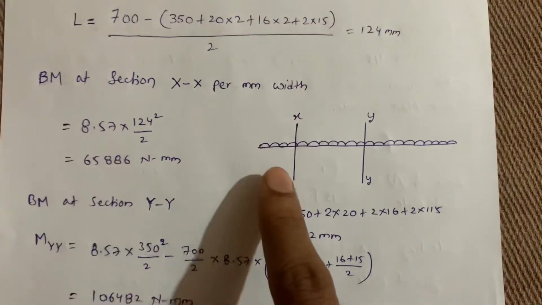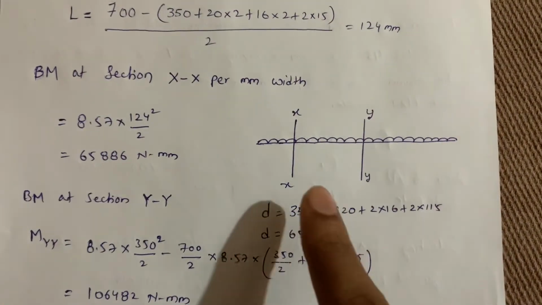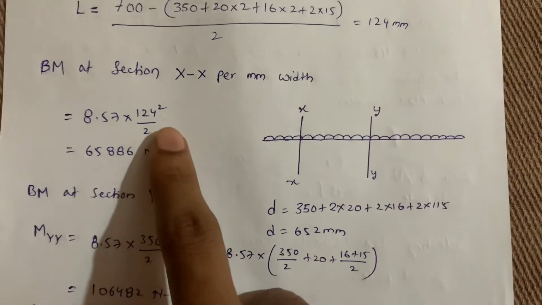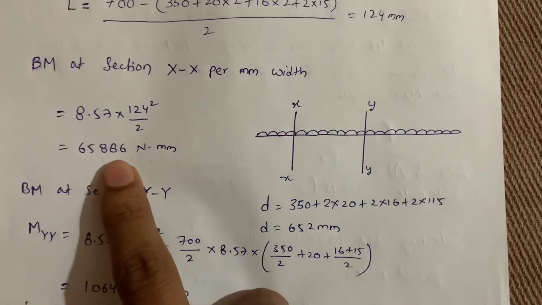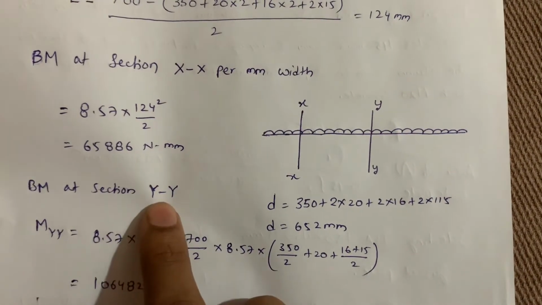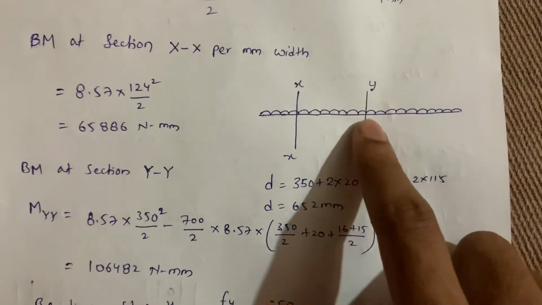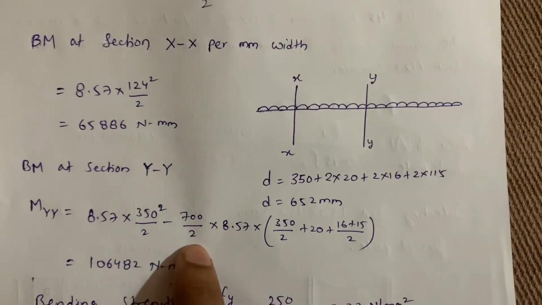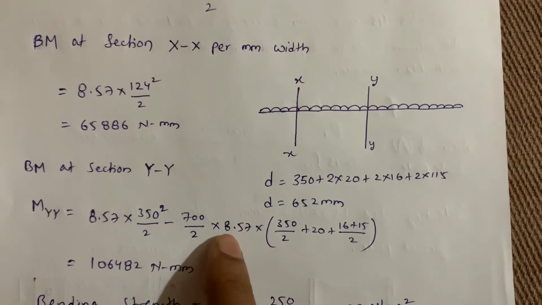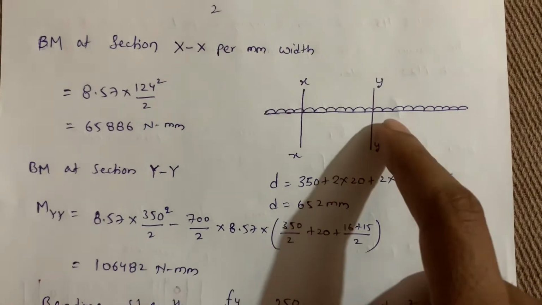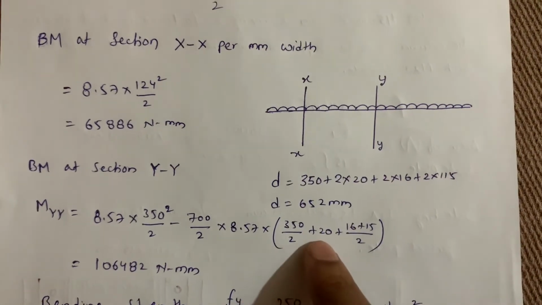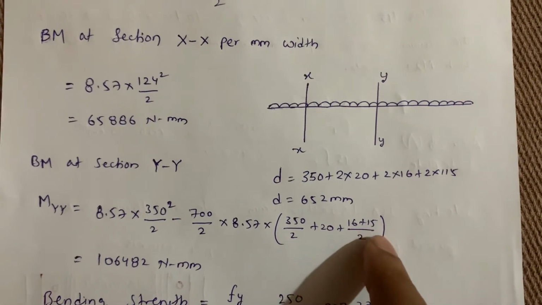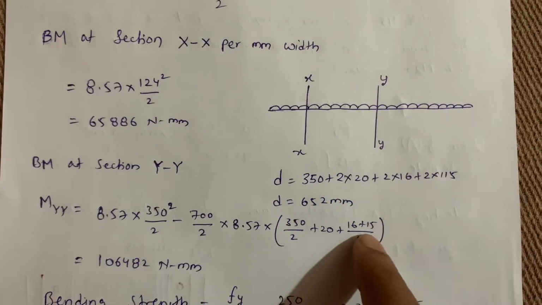Next, I am going to calculate the bending moment of that section. Here I am considering one section, and at mid span I am considering another section. So WL square by 2, I got this value. And next, the bending moment at YY. At the center we are going to calculate WL square by 2 minus total, that is 700 by 2 into 8.57 force into perpendicular distance. So here half of this section is 350 by 2 plus 20, that is the thickness of that member, plus 16 plus 15 by 2. 16 is a thickness and 15 is also a thickness.